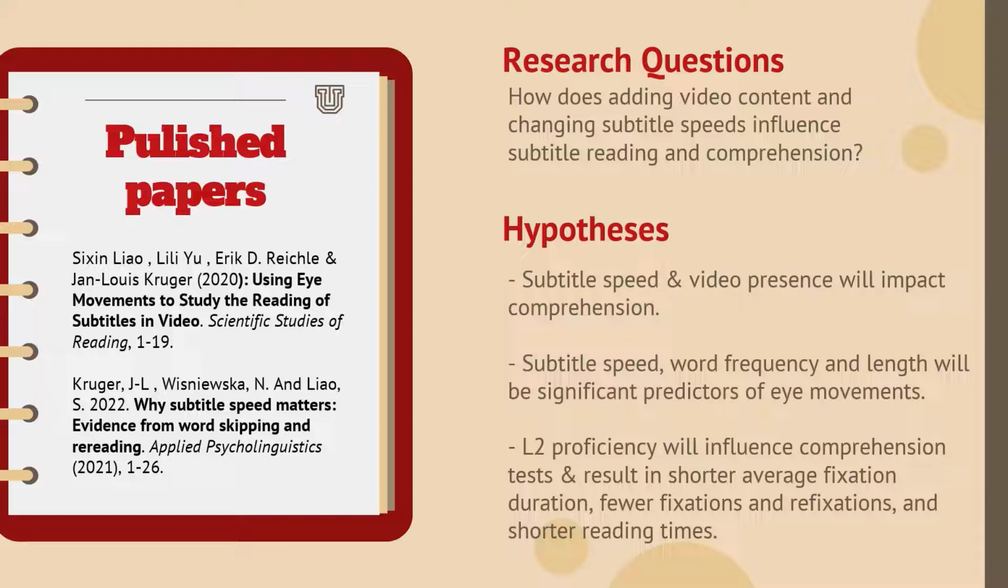Based on the published research that we have so far, I expect that both these factors will impact both comprehension and also eye movements. So they might be able to predict where people look and how people read, right? And we also think that in the Polish context, we have English learners of English as a foreign language, Polish native speakers, so we expect that L2 proficiency may also have an effect both on reading measures and on comprehension, but we'll see when we analyze the data.